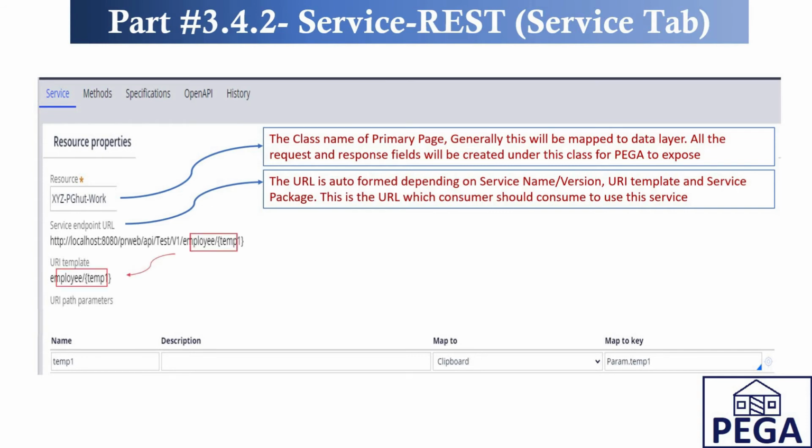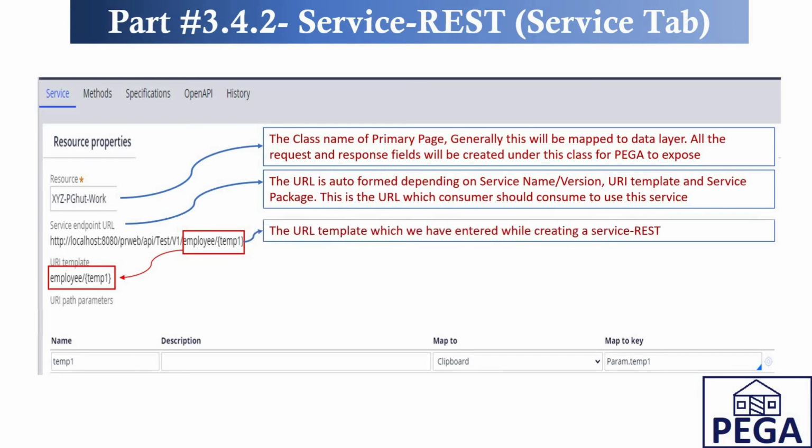Here you see employee-temp1, which is called the URI template. When you give this URI template while creating a service, Pega automatically forms this URL depending on the service package and the URI template which we entered while creating the service. I hope this is clear.